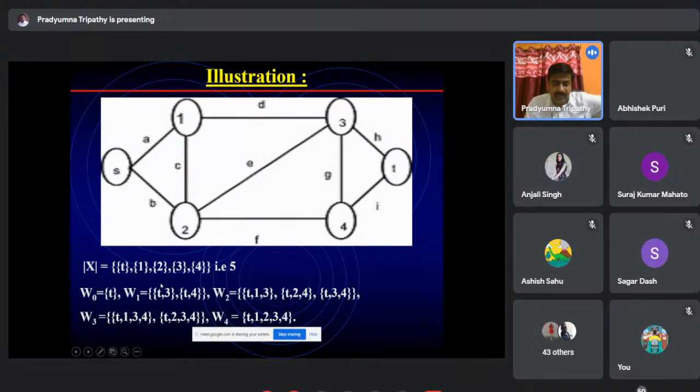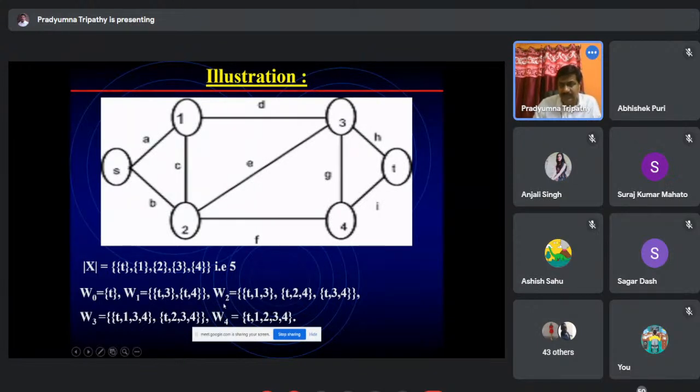I believe it is understood. So what I have taken with the T is the terminal. I have taken T3 and T4, and I have checked that by removing T3, all other nodes in the network are also connected. Similarly, if I remove T4, all of the nodes are also connected. So T3, T4 are valid sets.